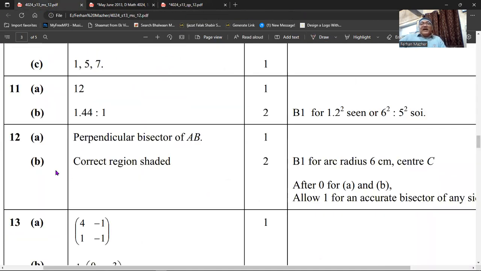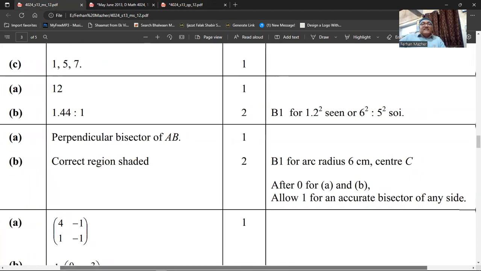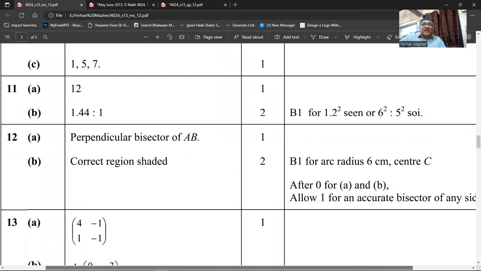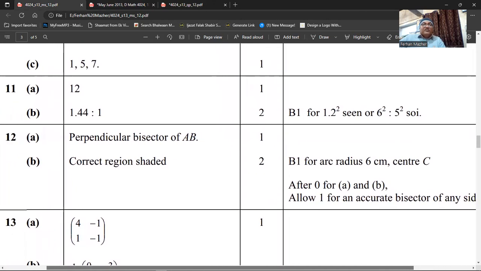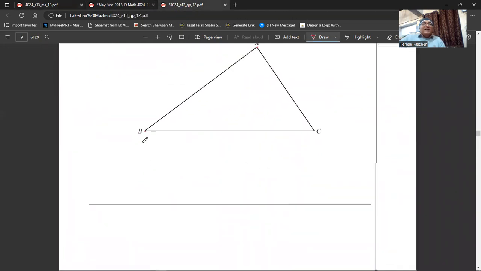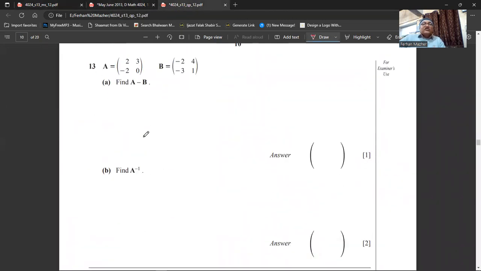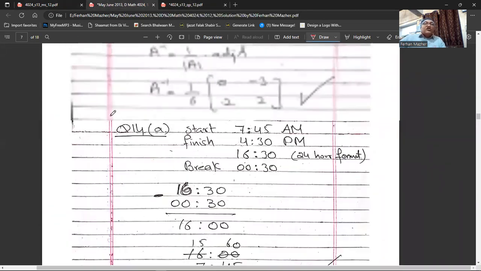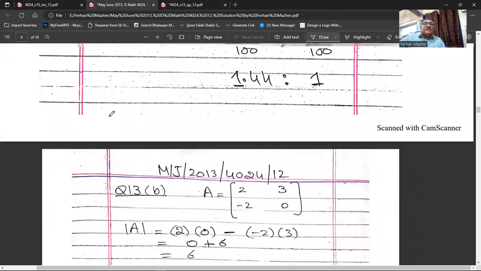Okay, so I hope that you understand question number 12. Its marking scheme is showing up on your screen. You can pause the video and read this marking scheme as well. Okay, so now we have the next question, and the next question coming up on your screen is question number 13.